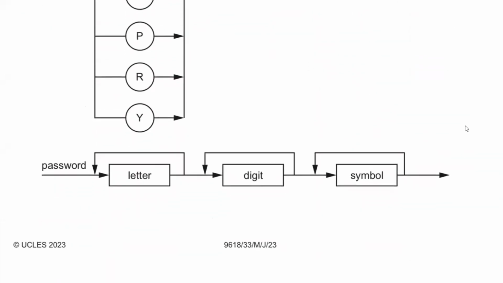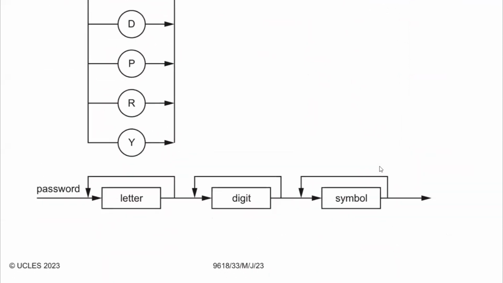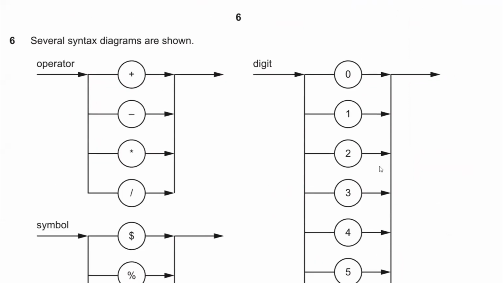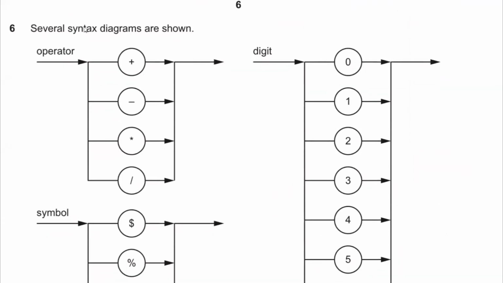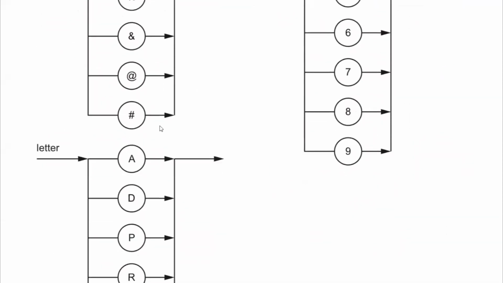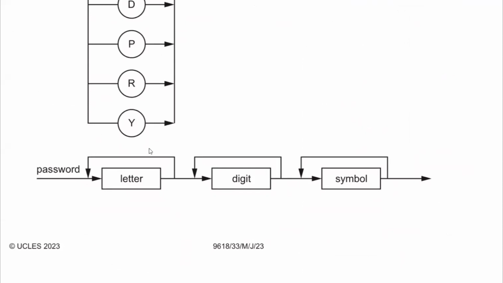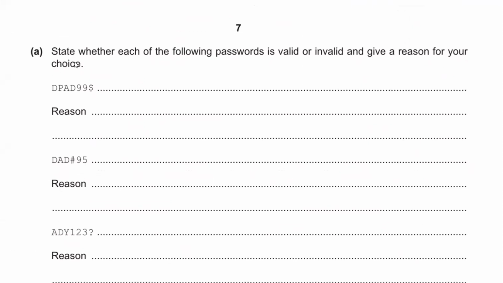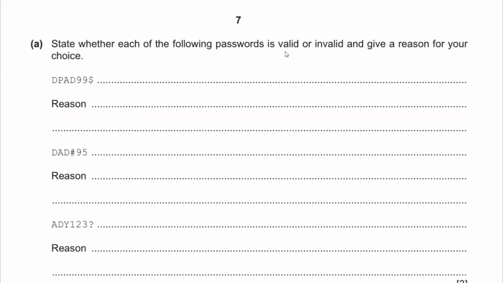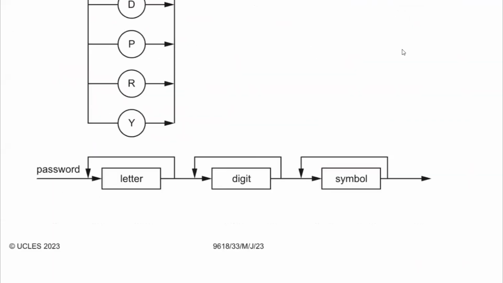All right, so this question is from the 2023 May-June session. Let's first take a look at what the question is telling us. Several syntax diagrams are shown. You can see how the operators are functioning, how the digits are functioning, how the symbols and letters are functioning, and we also got a password syntax diagram. The first part of the question says, state whether each of the following passwords is valid or invalid and give a reason for your choice. So let's take a look at the syntax diagram for a password.